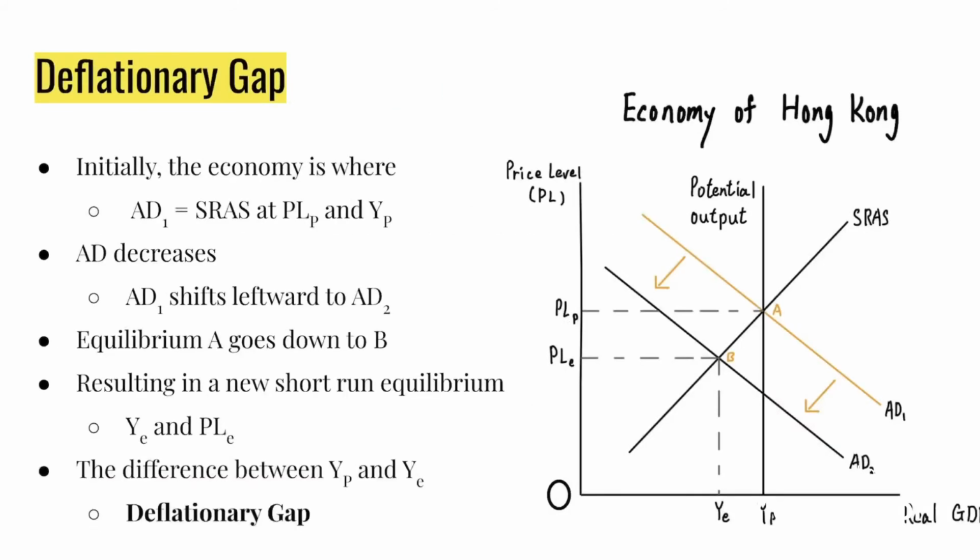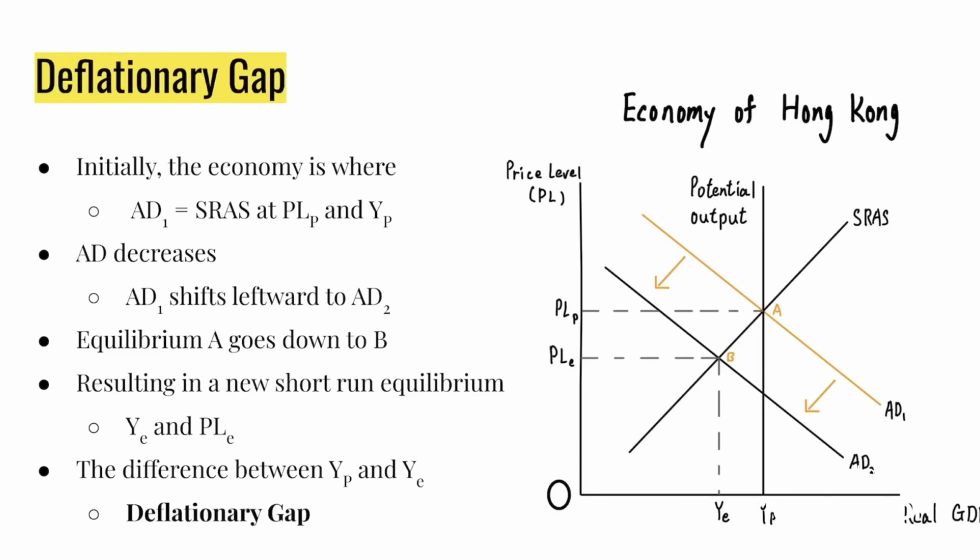So let's look at the diagram. Initially, the economy of Hong Kong is where AD is equal to the SRAS at price level P and real GDP P. But for some reason, let's say profit tax increases. So investments will decrease and AD will decrease also.